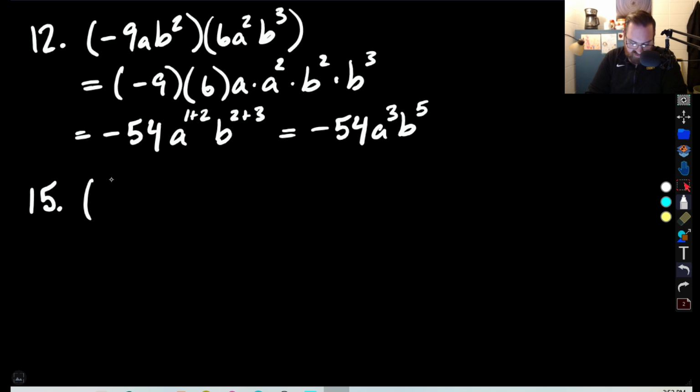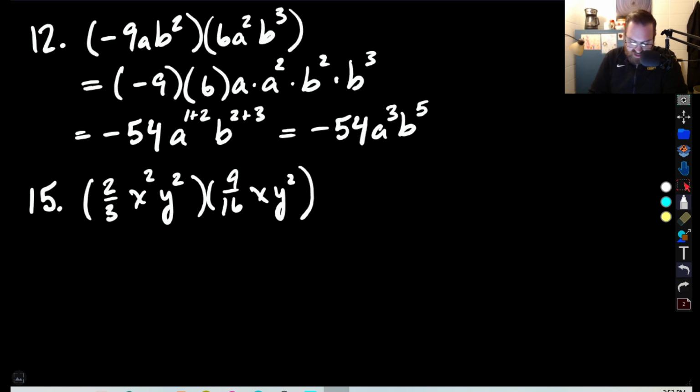This one's going to involve the use of fractions. And the one thing that I want to really make sure you're aware of is that when you multiply fractions, you're just multiplying straight across on the top. So the numerators multiply to the numerators, denominators multiply to the denominators, right across. Squared. And this is going to be 9/16 times x times y squared, okay?